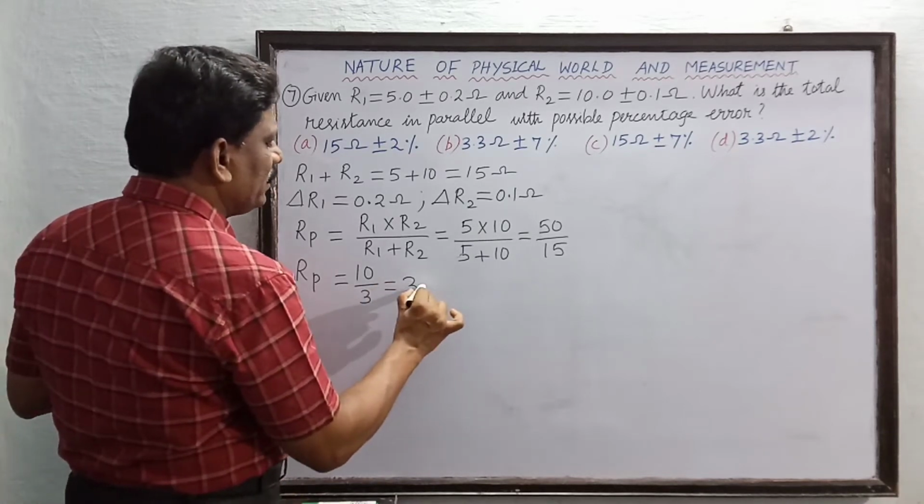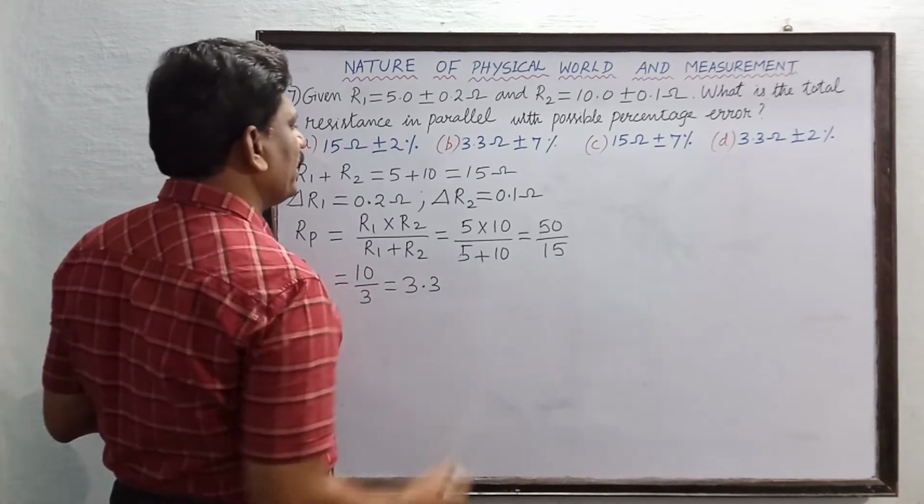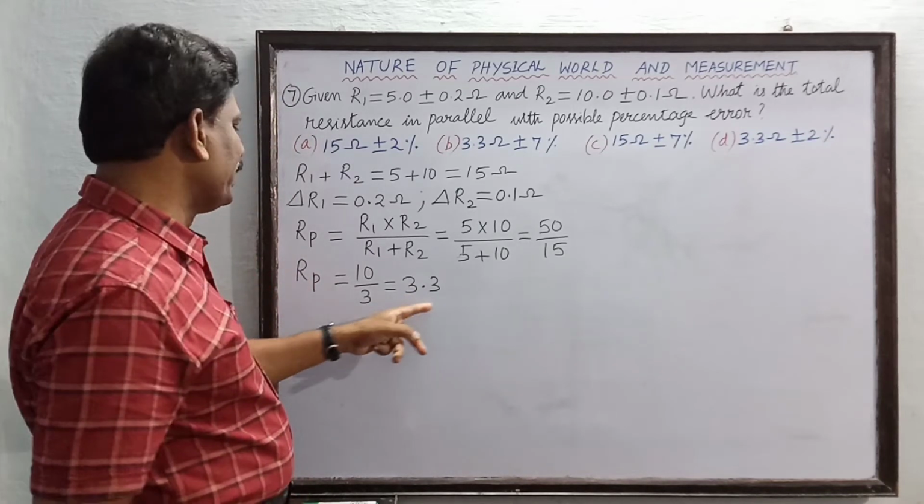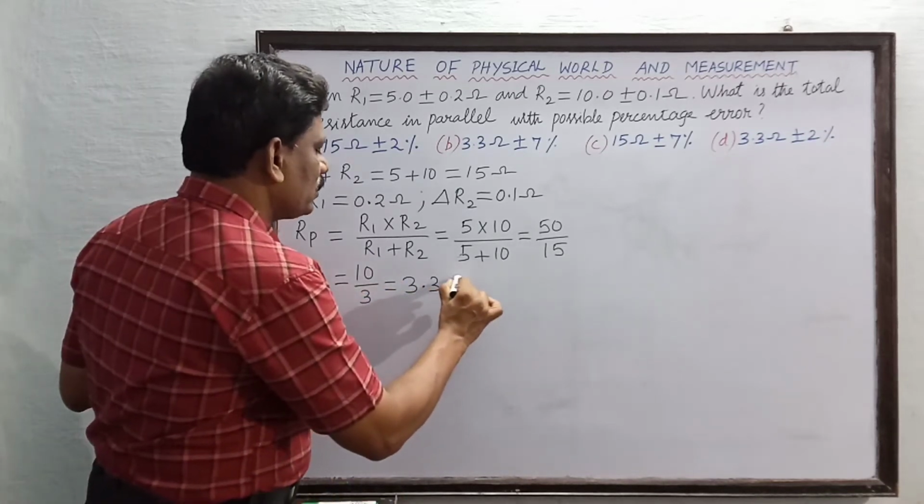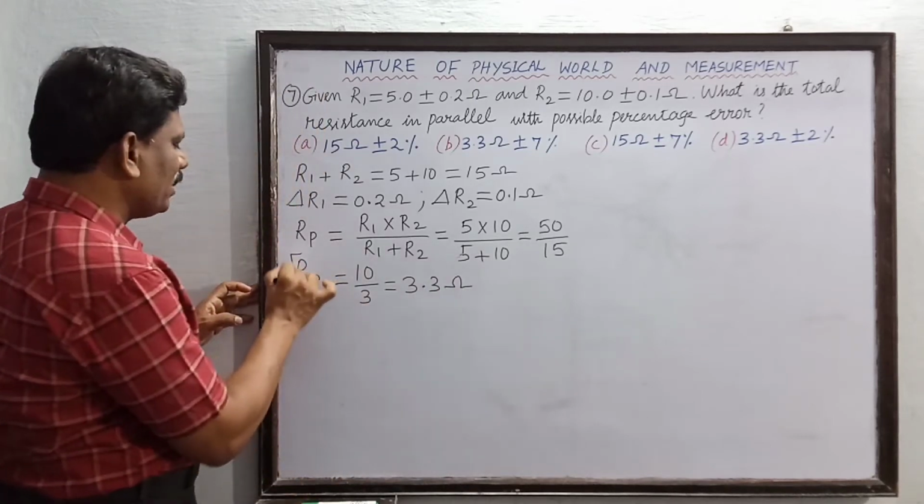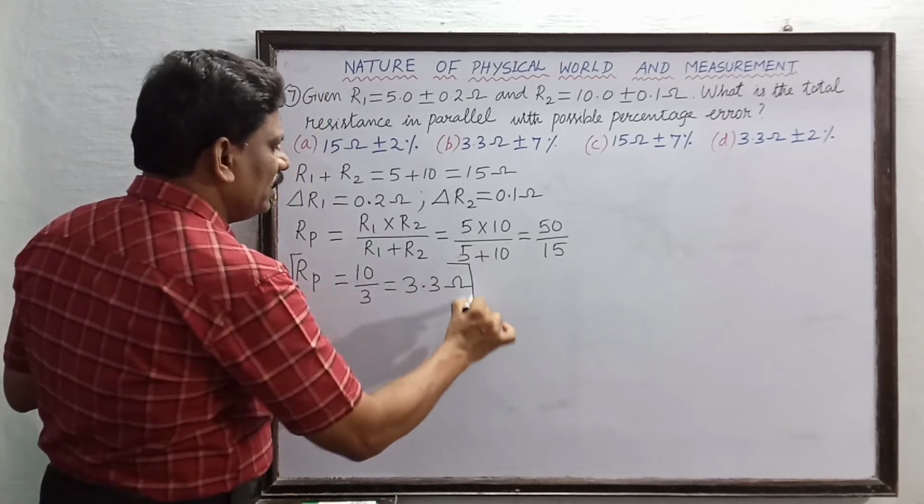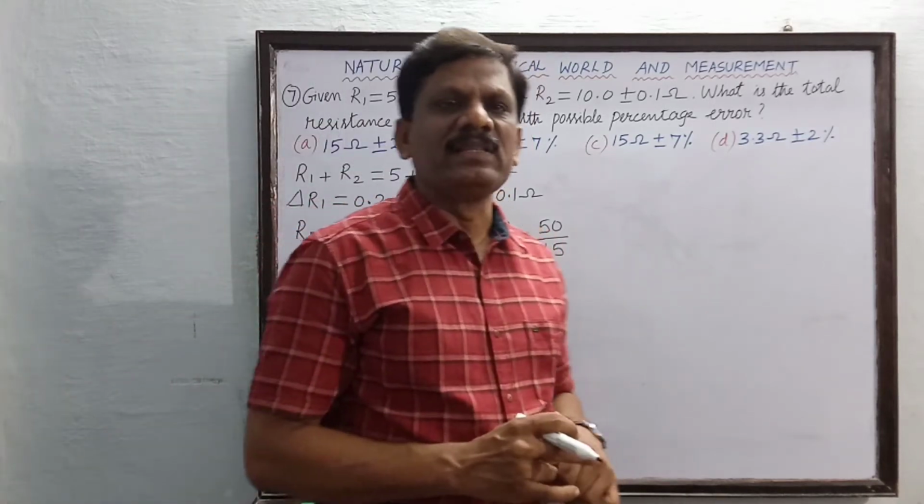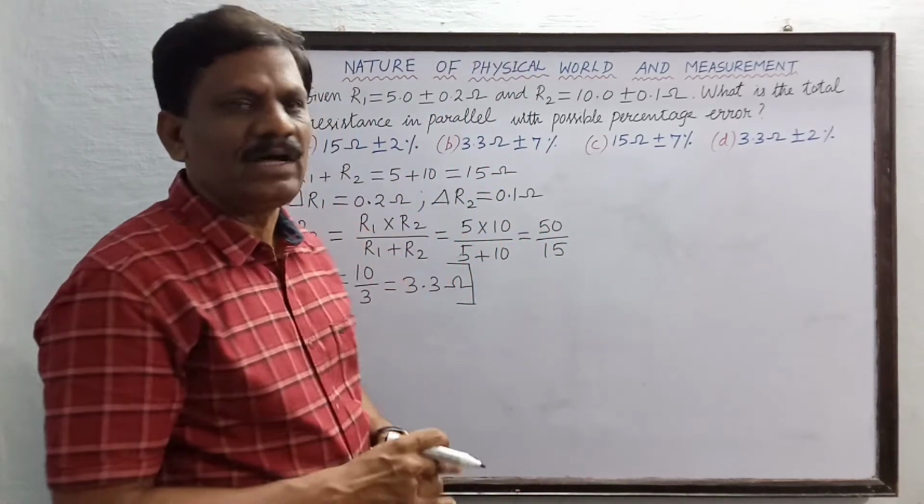So we will take 3.3. Many digits will be recurring, but it can take only two significant digits. So it is 3.3 ohm. So this is the value of R parallel without the percentage error. Now we have to calculate the percentage error in the value of Rp.